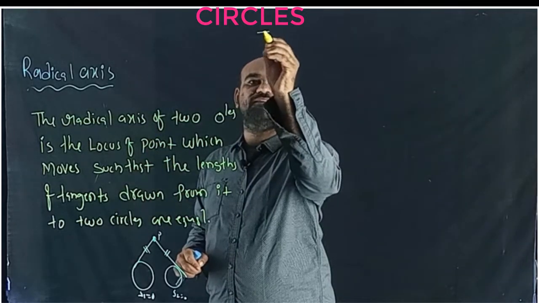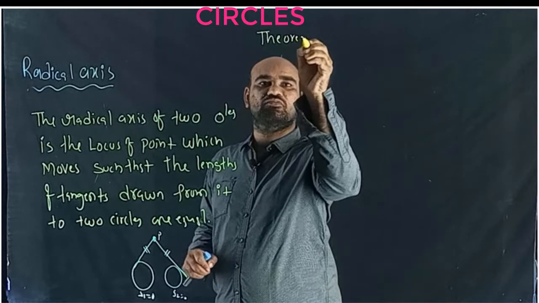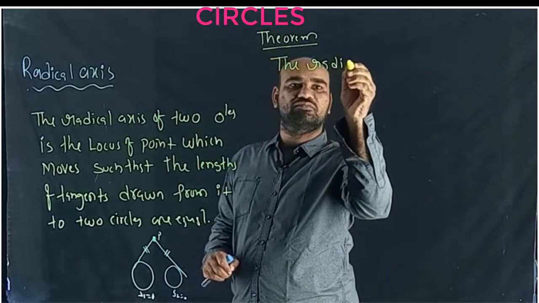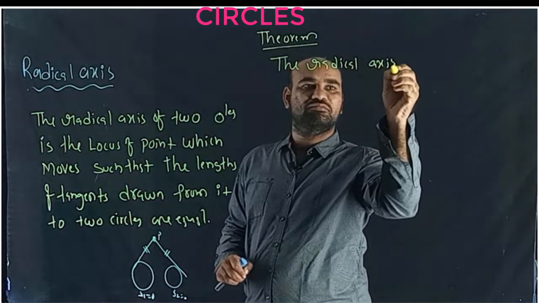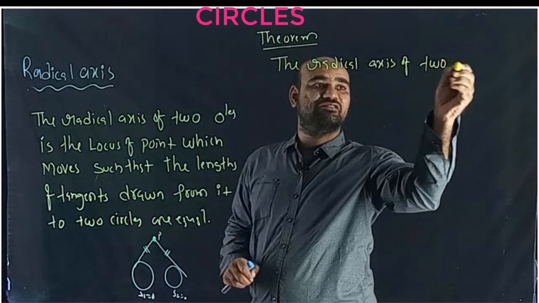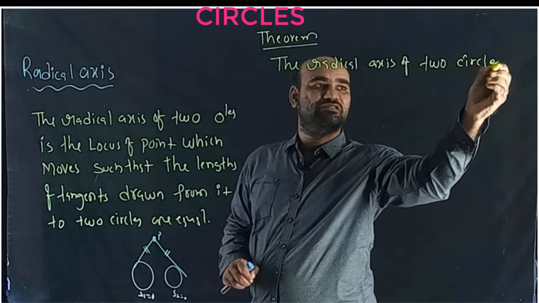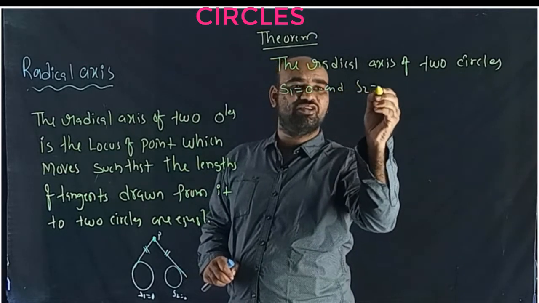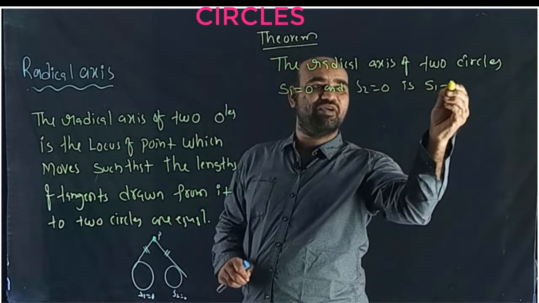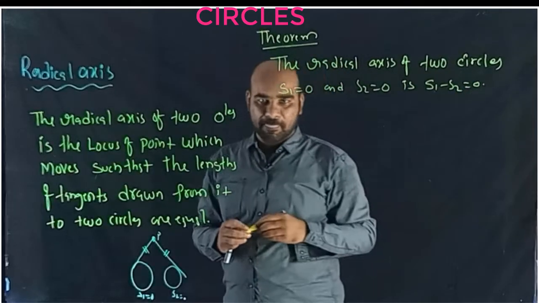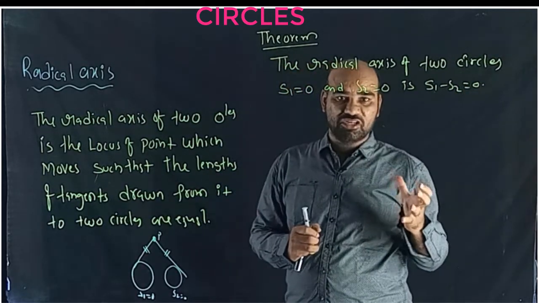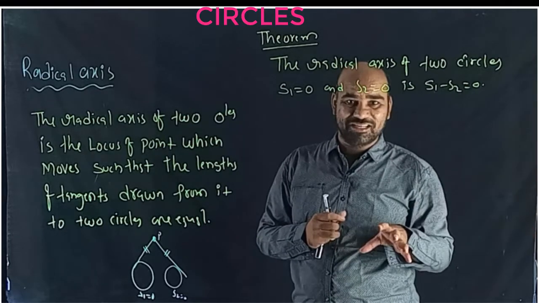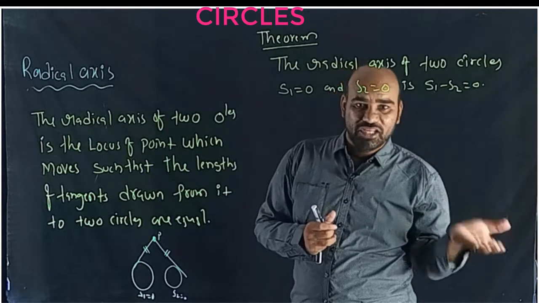Now the theorem: the radical axis of two circles S1 = 0 and S2 = 0 is S1 - S2 = 0. Already observed, no? The equation of the common chord is also S1 - S2 = 0. If two circles intersect each other, then S1 - S2 = 0 represents the equation of the common chord.